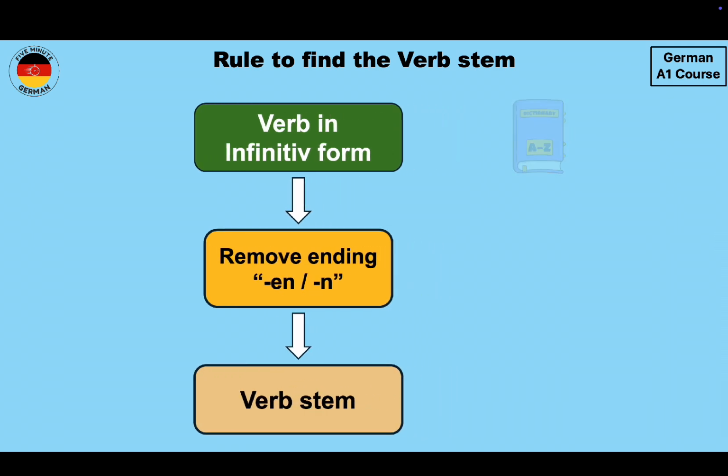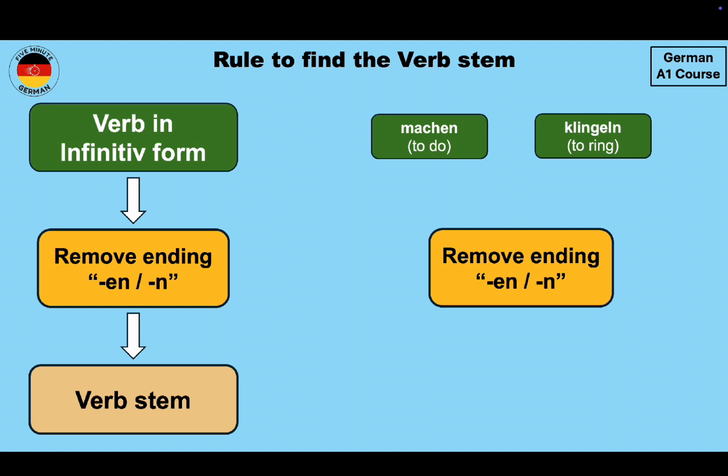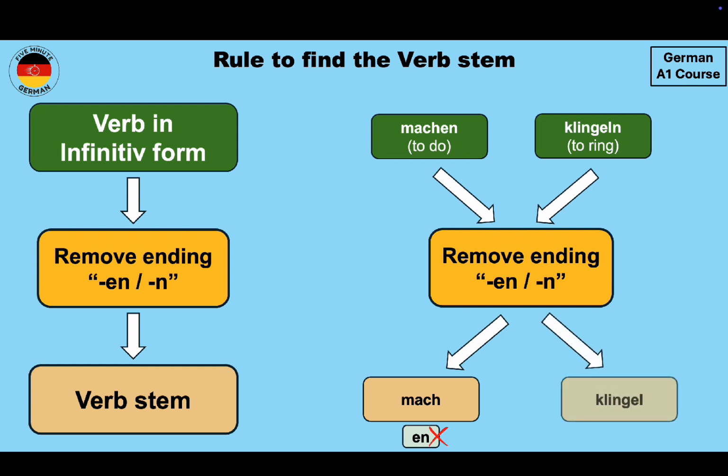Let's understand this with two example verbs, machen, which means to do, and klingeln, which means to ring. So the first step is that we have to remove the ending en or n. So when we remove the ending en for machen, then we are left with the verb stem which is mach. In case of klingeln, we only have n, so we will remove n and we will be left with klingel, which is the verb stem for klingeln.